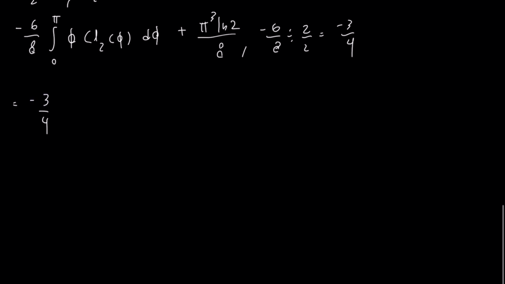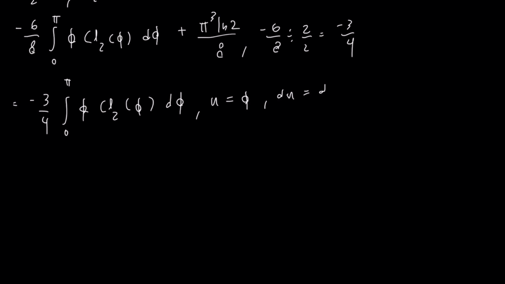So we're going to have a negative 3 over 4 integral from 0 to pi, phi times the Clausen function of phi d phi, and we will use integration by parts again. So we're going to let u equal phi, which means that du equals d phi. We're going to let dv equal the Clausen function of phi, which means that v equals the integral of the Clausen function of phi d phi.